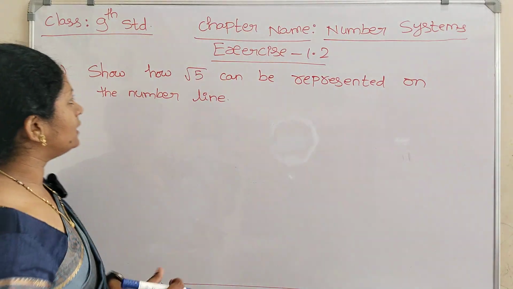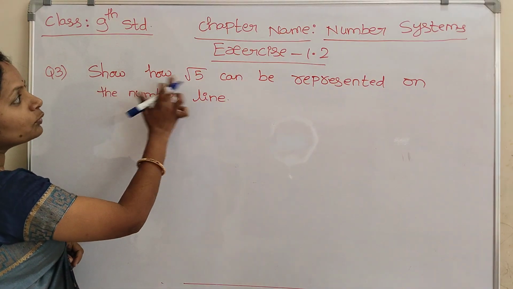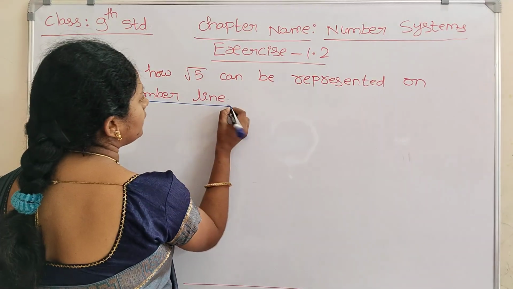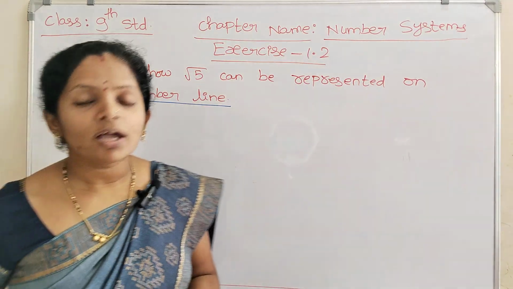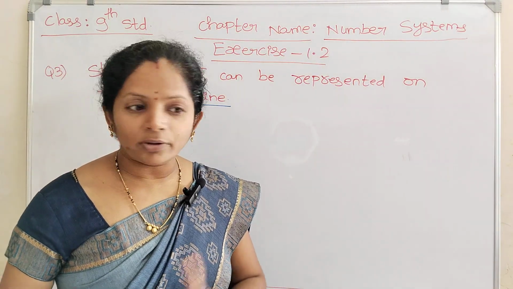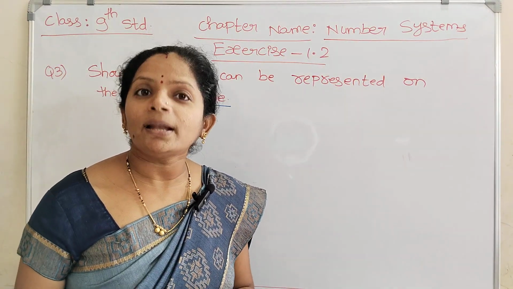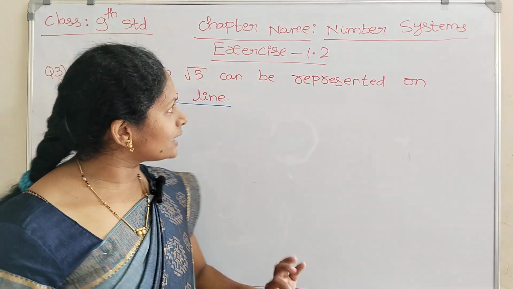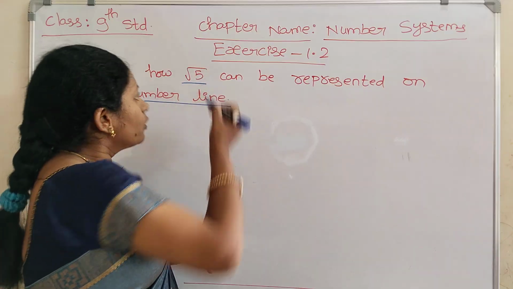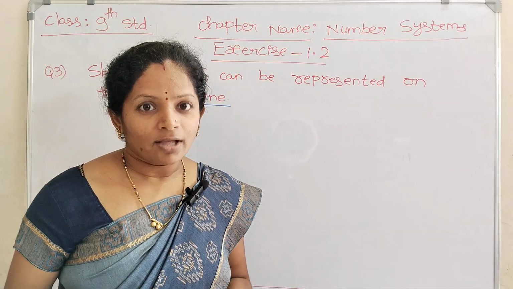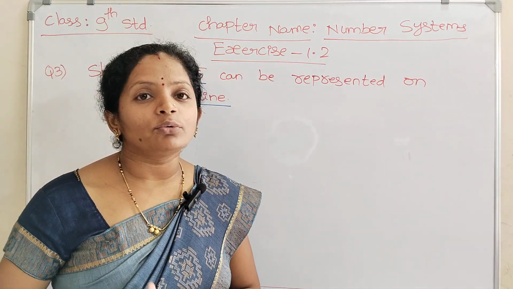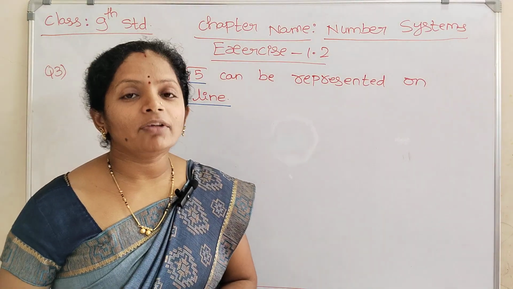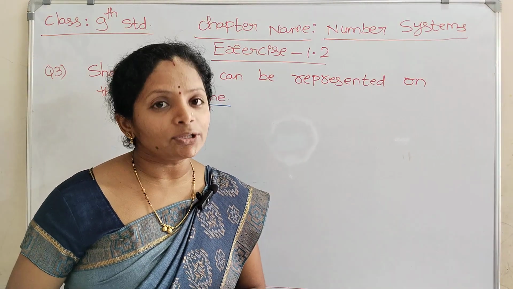Question number 3 is: show how root 5 can be represented on the number line. Till now, we have represented positive numbers and negative numbers on the number line. But this time we are going to represent irrational numbers like root 2, root 3 and root 5 on the number line. To solve this question, we have to take the help of the Pythagoras theorem.